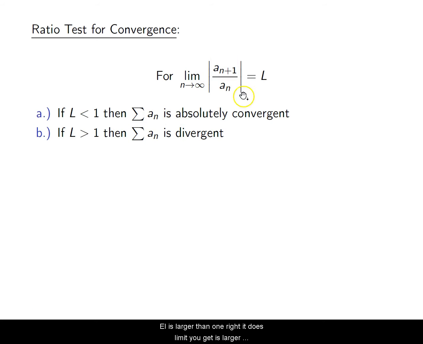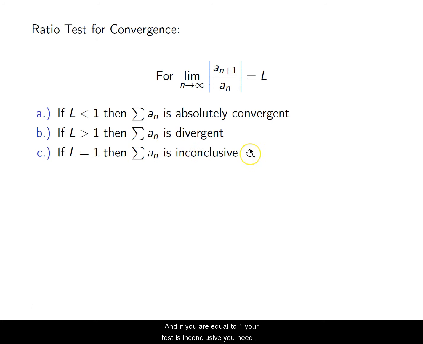If L is larger than 1, right, if this limit you get is larger than 1, then you are a divergent series. Okay. And if L is equal to 1, your test is inconclusive. You need to try something else. You can look at several other methods. There's the comparison test. There is the root test. The root test is actually very similar to the ratio test. There is the integration method. There's lots of things that you can do. So again, I have a document that talks about all of those things and a strategy for approaching finding out whether or not something is convergent or not.